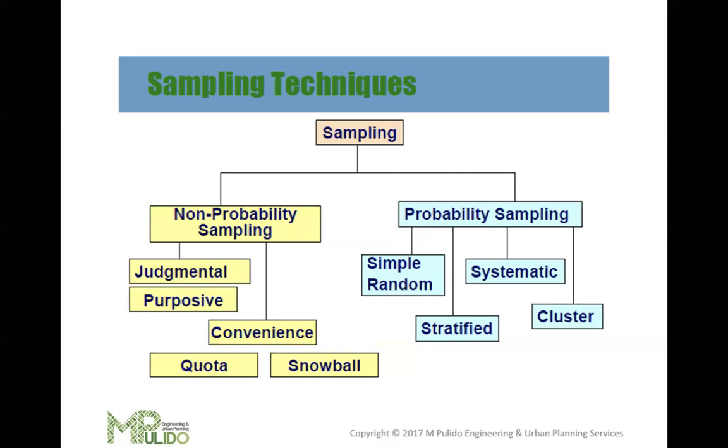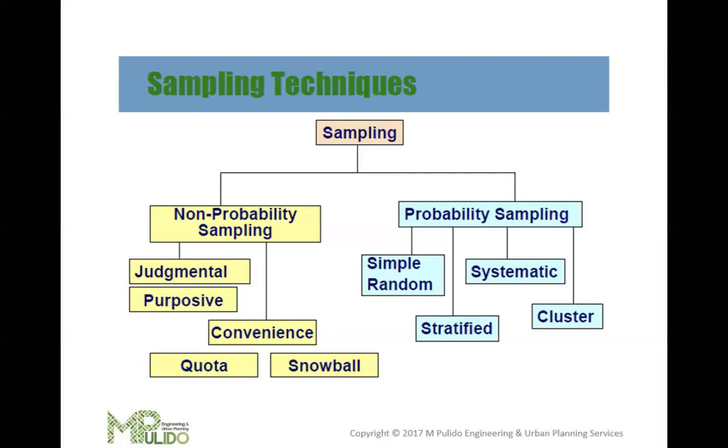So sampling techniques are methods used to select a subset of individuals from a population to represent the whole, and these techniques can be broadly categorized into two types: probability sampling and non-probability sampling. Each category includes various specific methods, each suitable for different types of research and data analysis.